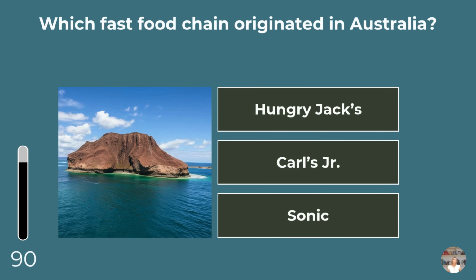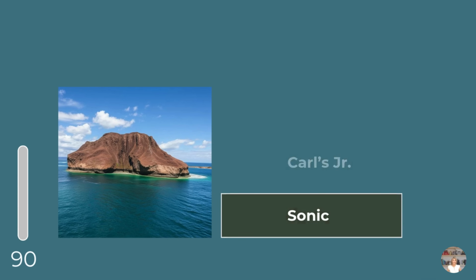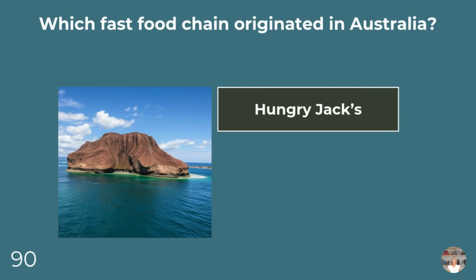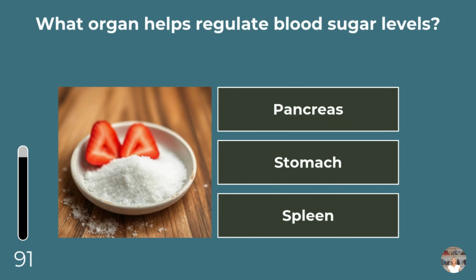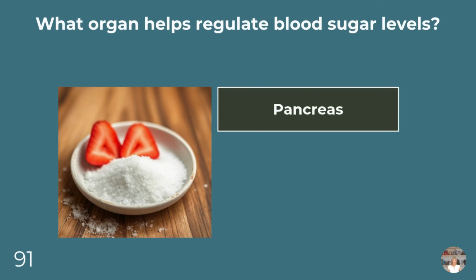Which fast food chain originated in Australia? Hungry Jack's, Carl's Jr., or Sonic? Hungry Jack's. What organ helps regulate blood sugar levels? The pancreas, stomach, or spleen? Pancreas.